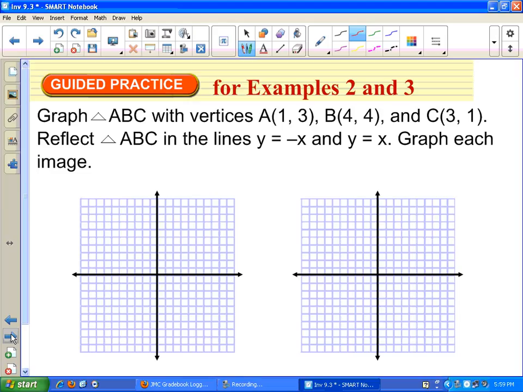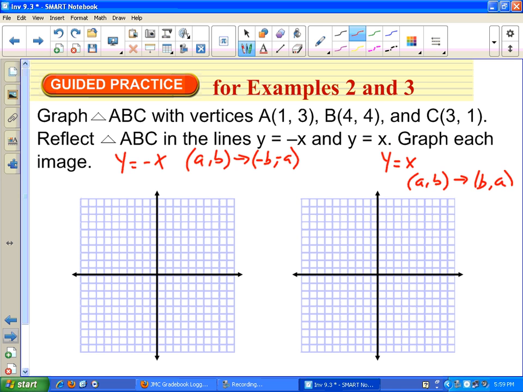Okay, so here we go. We had the graph triangle ABC with vertices at A at 1, 3, B 4, 4, C 3, 1. And we're going to reflect it over y equals negative x, y equals x. So we're just going to go like this. Y equals negative x. Just remember, AB goes to negative B, negative A. And over here, y equals x. AB goes to B, A.